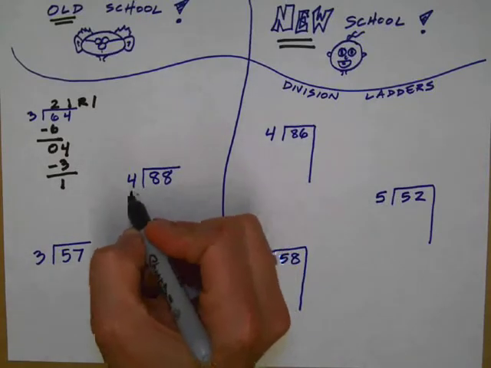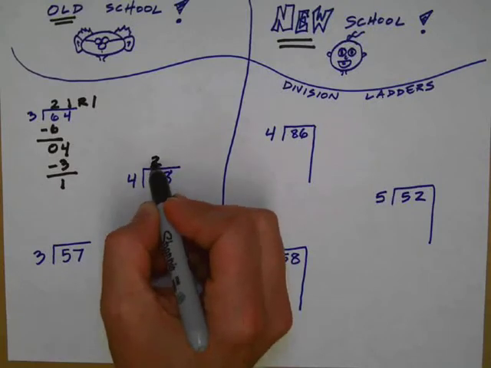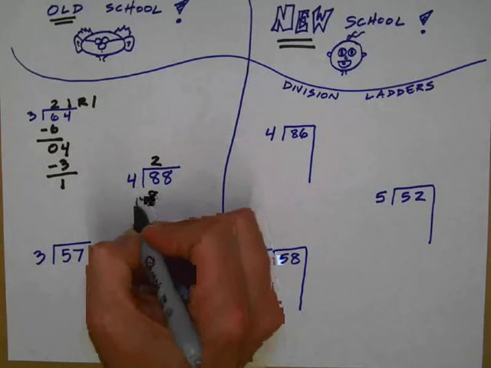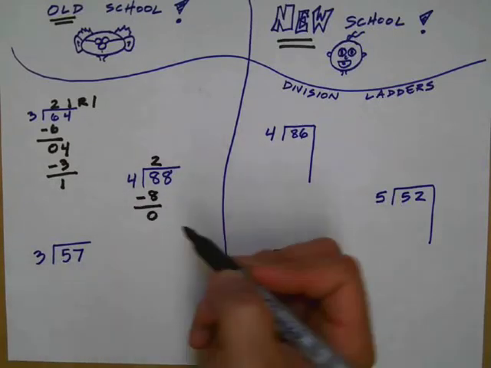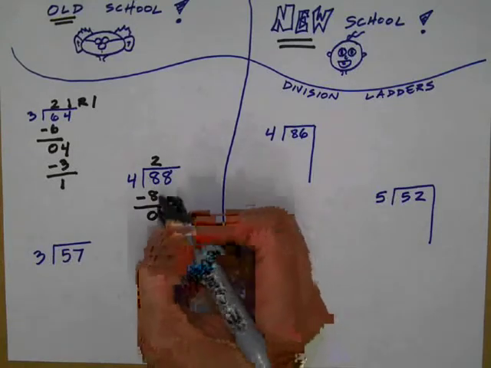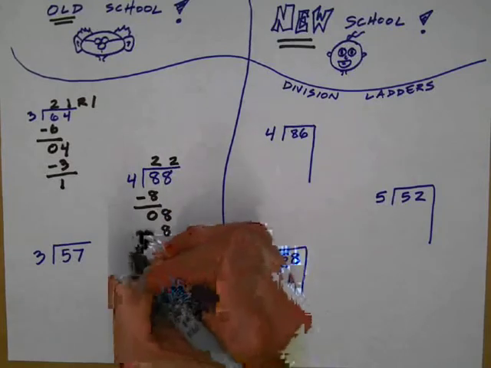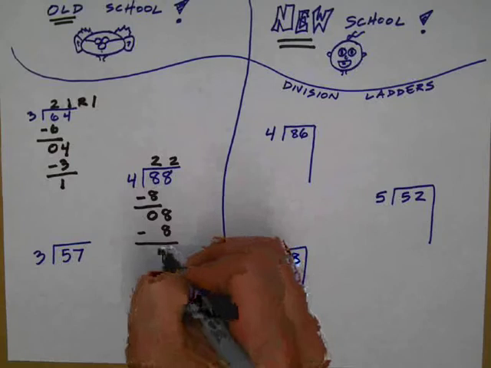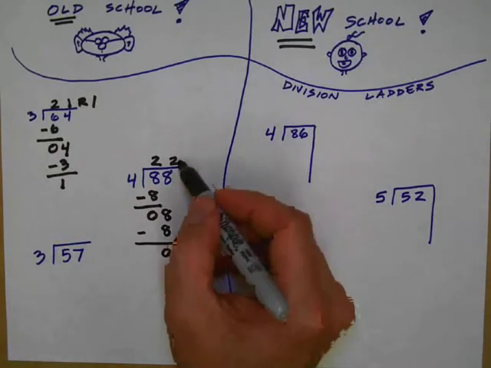88 divided by 4. How many 4's go into 8? I know 4 goes into 8 twice. 4 times 2 is 8. Subtract, get 0. Then you bring down this 8. And I know that 4 goes in 8 2 more times as well. Subtract that, and you get no remainder, so you have an answer of 28 here at the top.